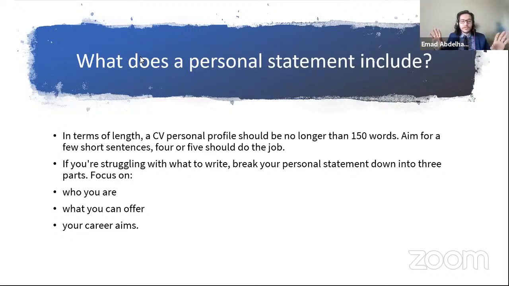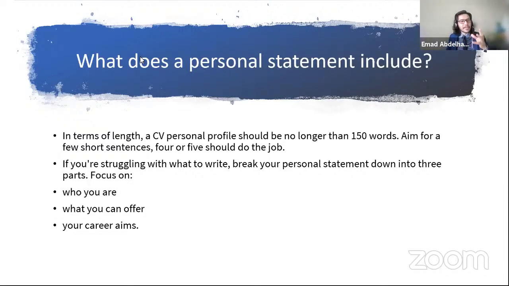no longer than 150 words. You don't have to write up to 150, but make it shorter and more concise. Just make it to the point. Say who you are, what you can offer, and your career aims. But don't repeat a lot of information that's already stated in your CV. Try to make the personal statement a bit different from the information in your CV, like your qualifications or your experience. Those are already there in your CV, so don't repeat them in the personal statement.